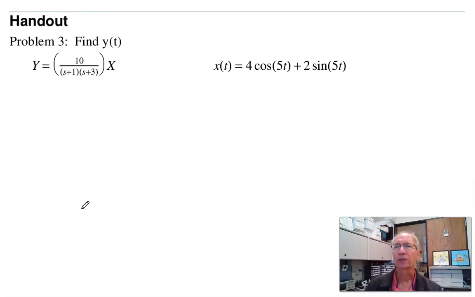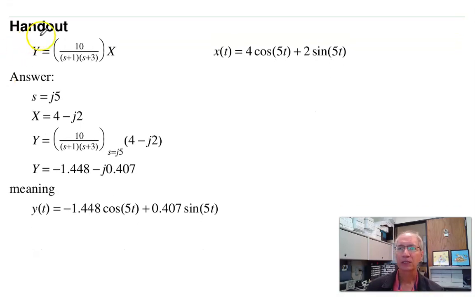So here's a problem for you. Find the output y for this second order differential equation given that input. So let's pause the video and try to solve that by hand. Okay, picking up.